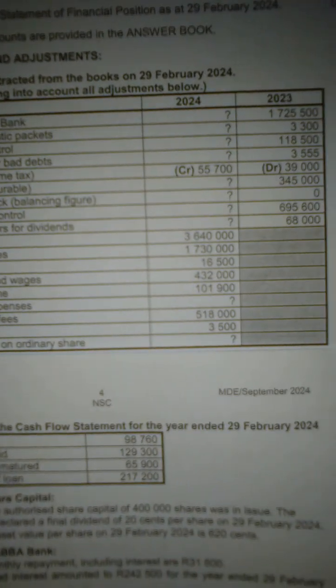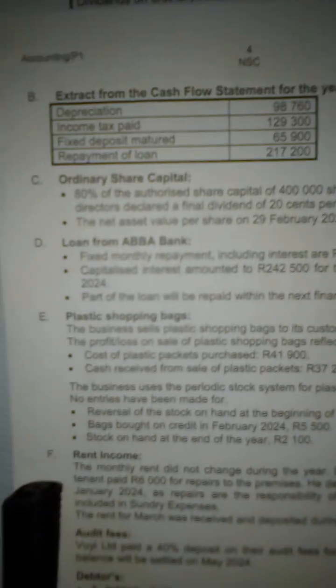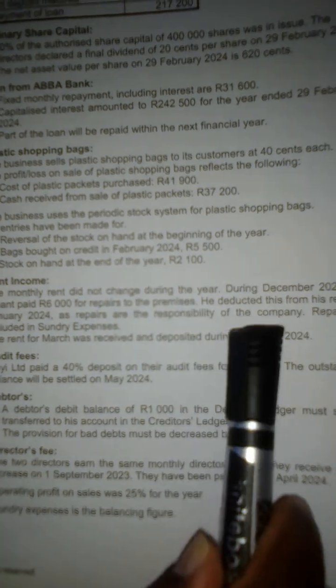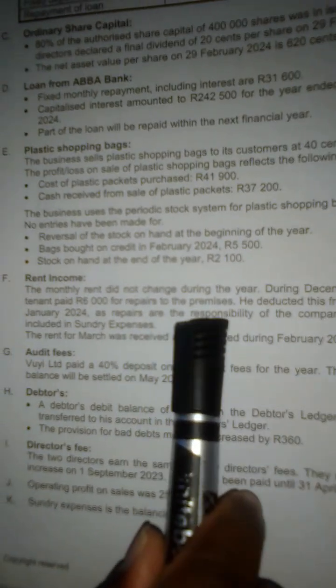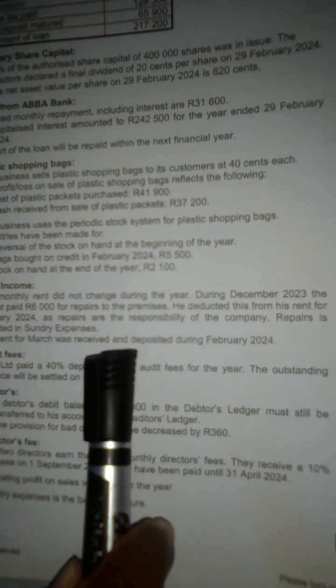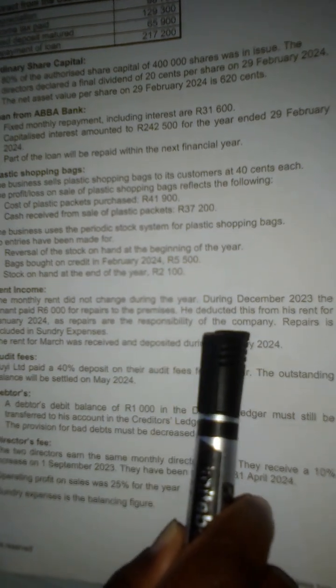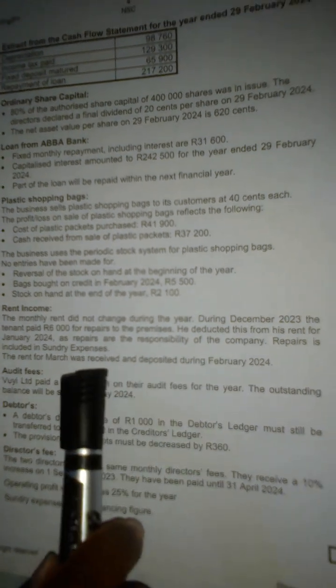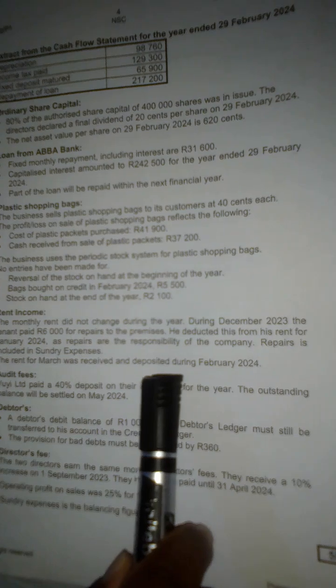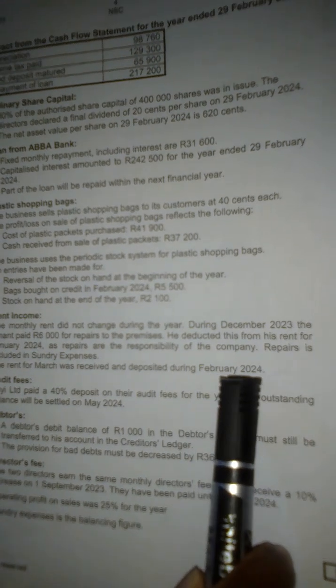Okay, I've chosen adjustment number F to be our first calculation, for the rent income. It says the monthly rent did not change during the year. During December 2023, the tenant paid 6,000 for repairs to the premises. He deducted this from his rent for January 2024, as repairs are the responsibility of the company. Repairs is included in the sundry expenses. The rent for March was received and deposited during February 2023.